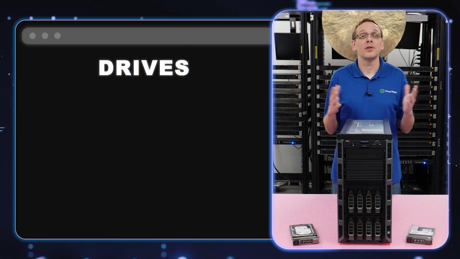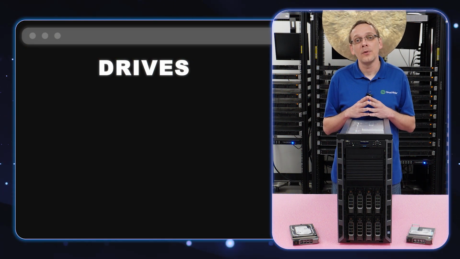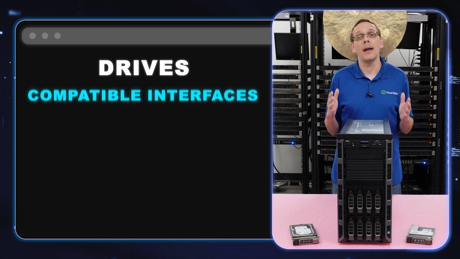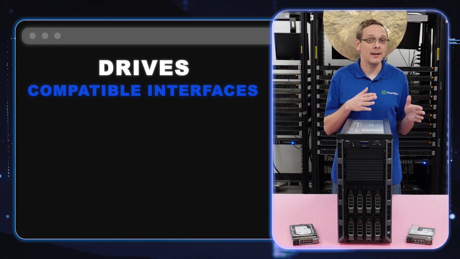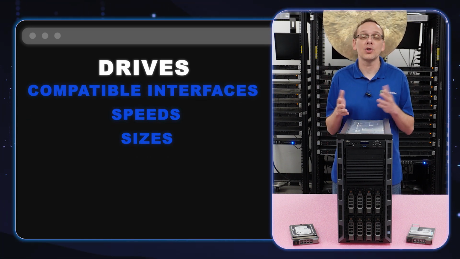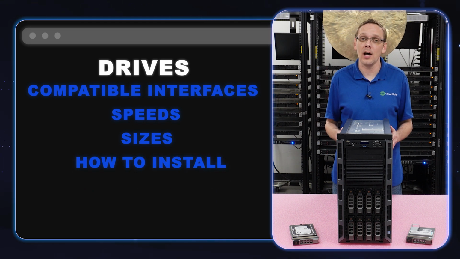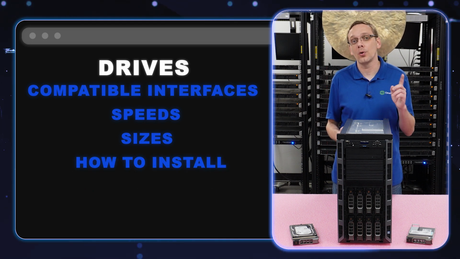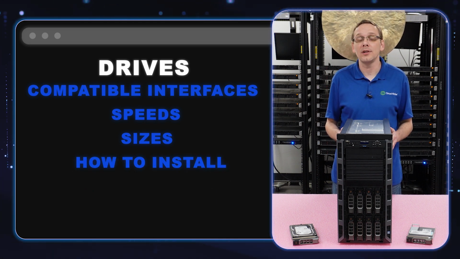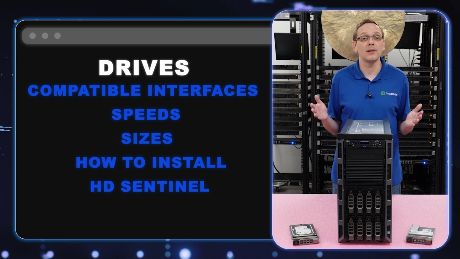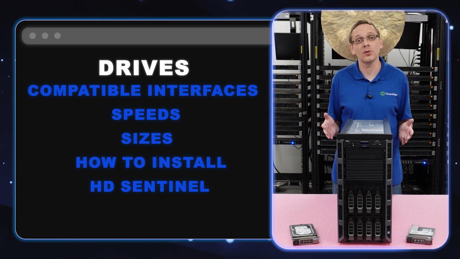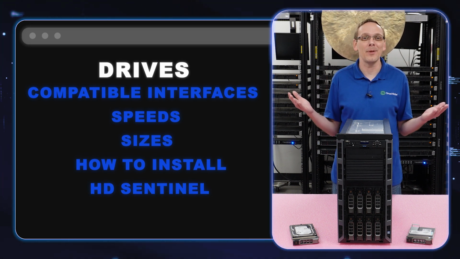All right, so here's what we're gonna do in this video as a whole. We're gonna go over the different types of compatible interfaces. We're gonna go over the max speeds and the max sizes. Then we're gonna show you how to install, which is super easy because this is a hot swap machine. And then at the end, we're gonna show you a cool tool that we like called HD Sentinel, which will show you how to test the power on hours and the health score for your drives. So let's go and hop in.